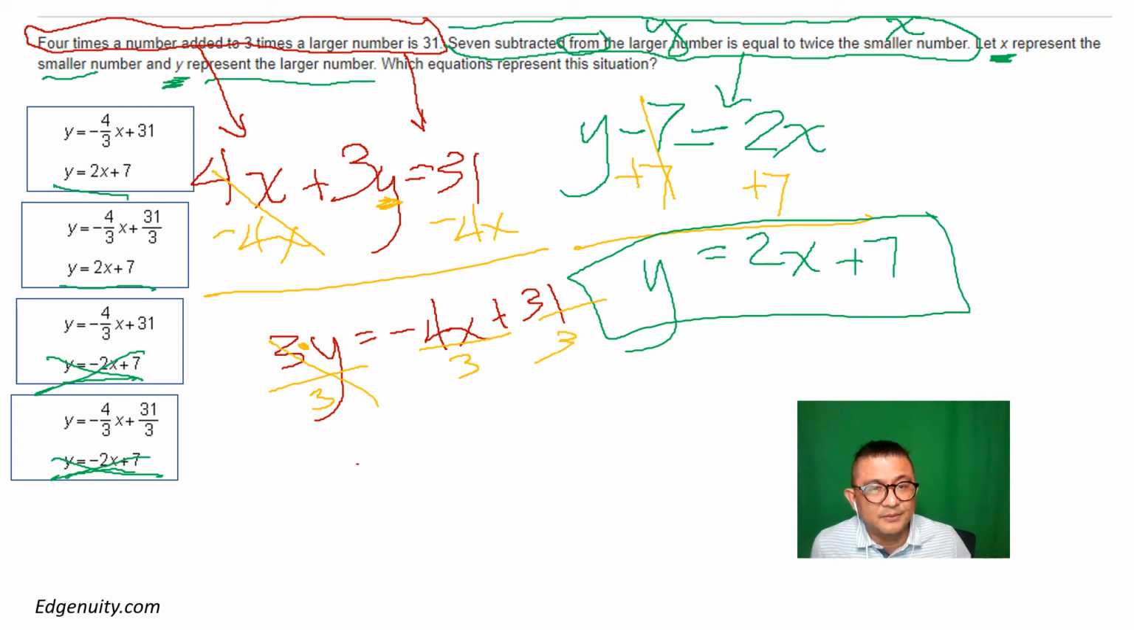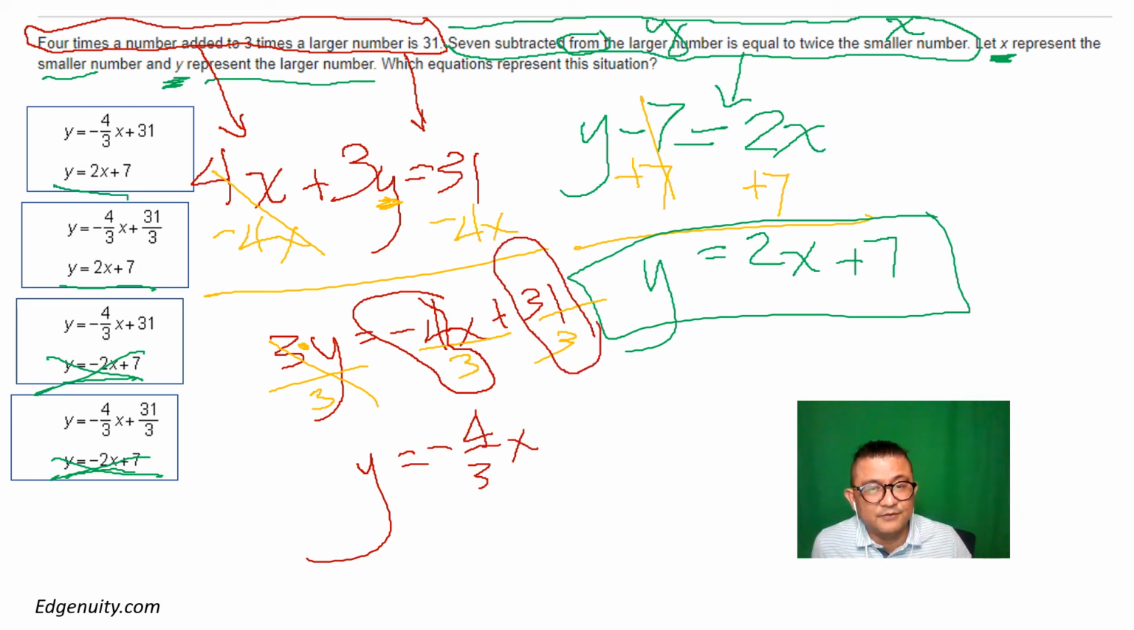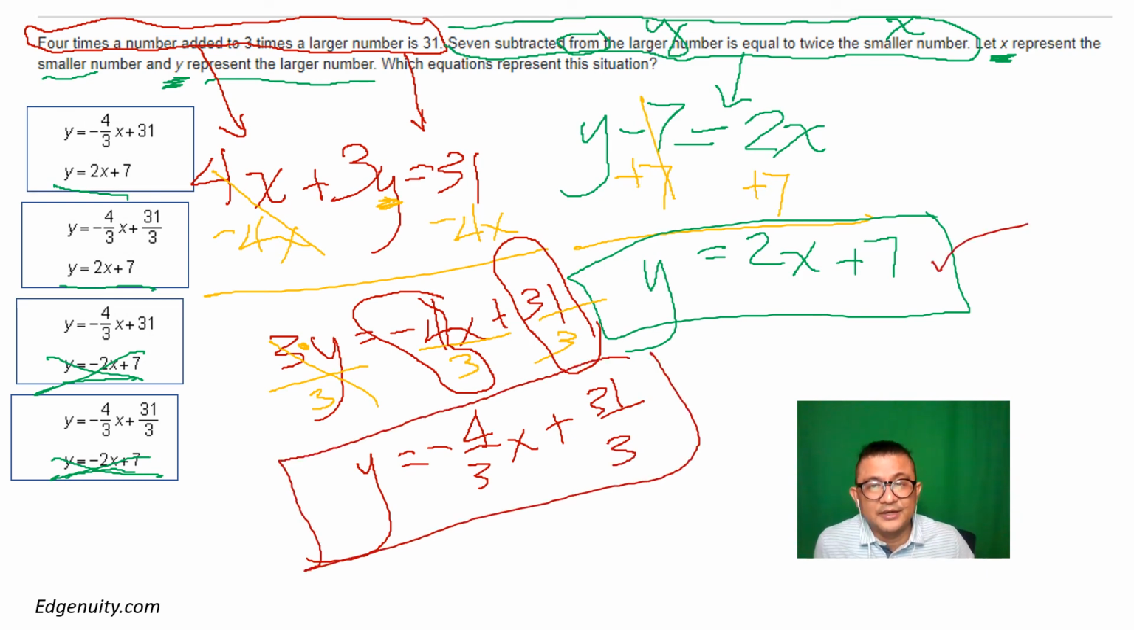So y remains alone. So make this as a fraction, leave that as a fraction. Negative 4/3 x, leave this as a fraction, you can't divide it, plus 31 over 3. Okay, that's the other equation. Now you can graph this, now you can graph that, but you don't need to.